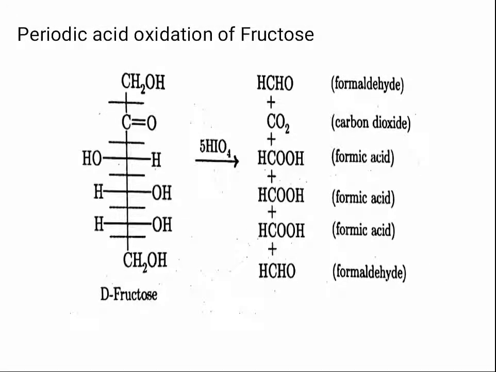And this is the periodic acid oxidation of fructose. So that was in case of aldohexose. This is in the case of ketohexose. In case of ketohexose, you are getting 1 molecule of carbon dioxide because of this carbonyl group.